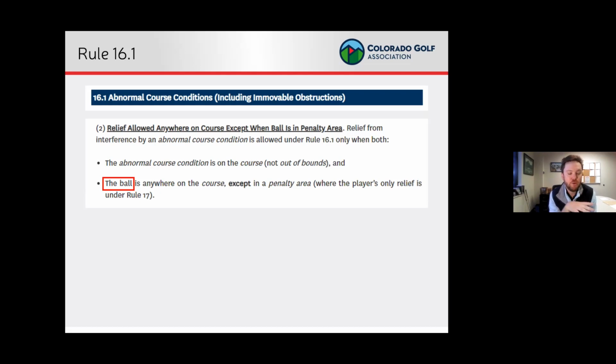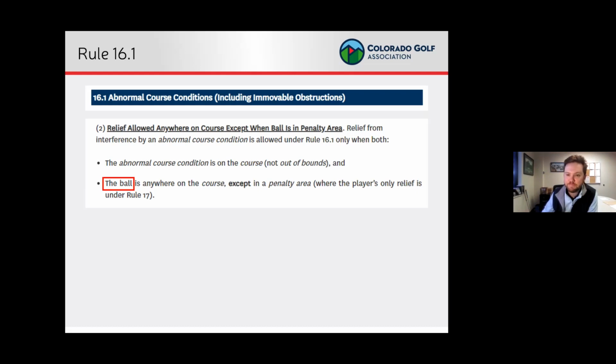And again, this is just to really look at it. This is the ball anywhere on the course, not the stance, not your area of intended swing. It's the ball. So if the ball is in the general area and my stance is in a penalty area, but I am standing on an abnormal course condition, again not temporary water, but maybe a sprinkler head in the penalty area, I would be entitled to relief because my ball is anywhere on the course except the penalty area. It's in the general area. So something to really drill down on is where does the ball lie? That's what we're worried about here. If the ball's in a bunker, then yeah, you still get relief here. So again, where the ball lies, not where your stance is. That's the key here.